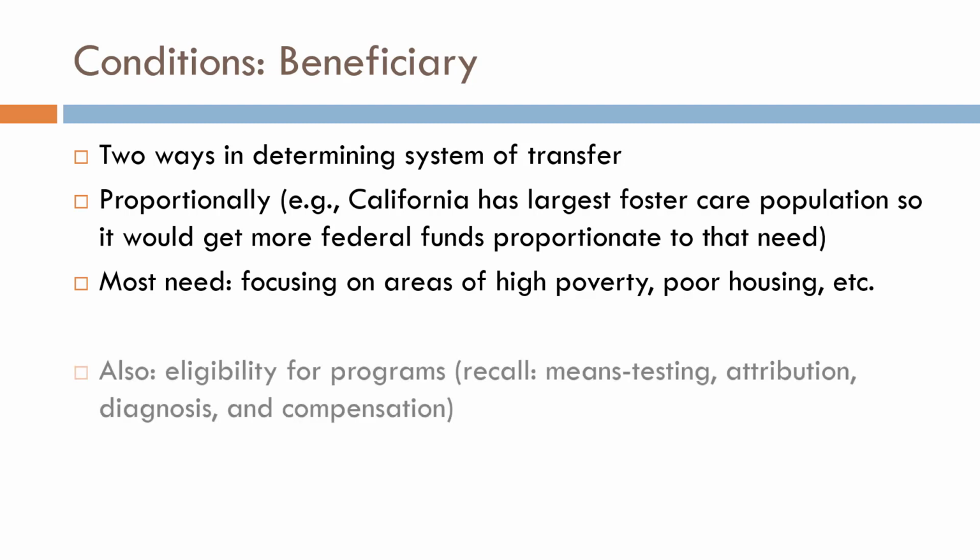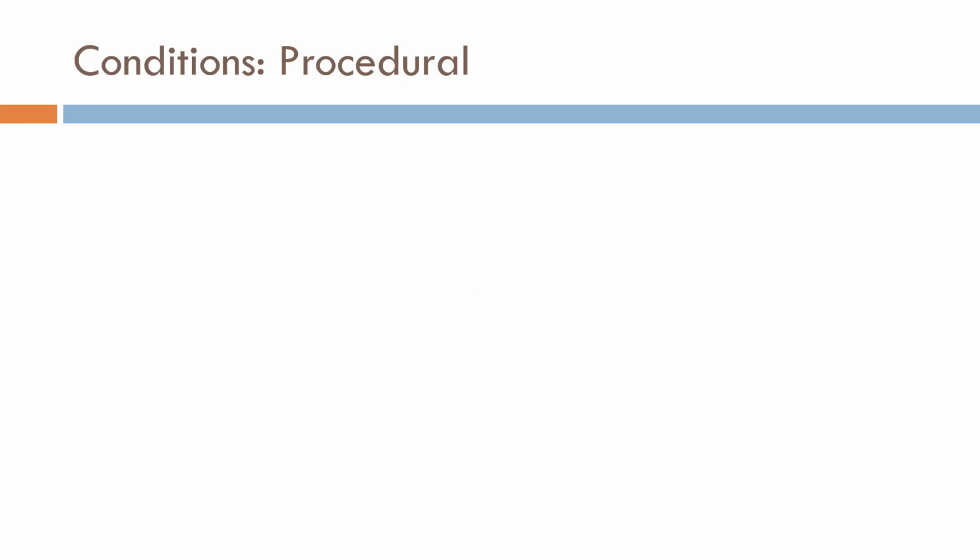And then when it comes to the beneficiaries, in terms of those who are actually going to receive the benefits, the people, it involves eligibility for programs. So think back to means testing, attribution, diagnostic differentiation, and compensation. And then lastly, we have procedural conditions, which involve all the different procedures that can be involved in a program.